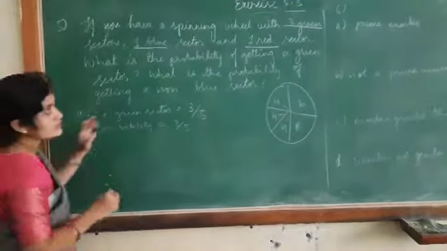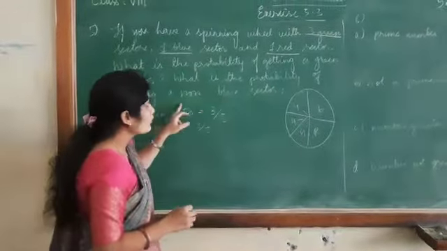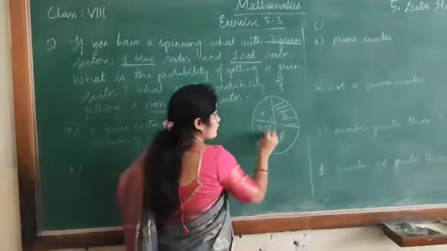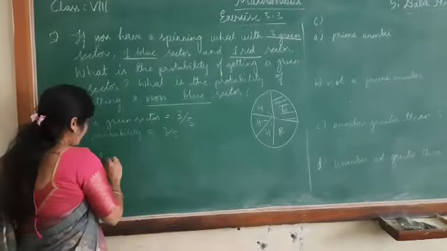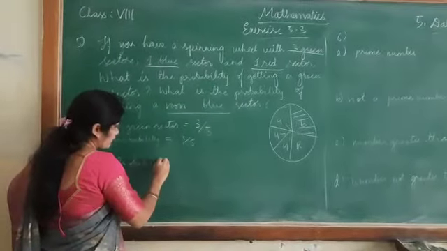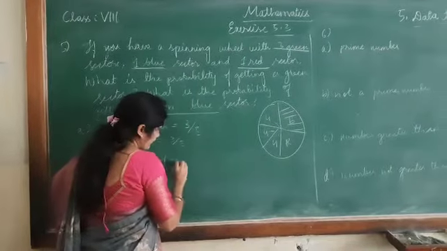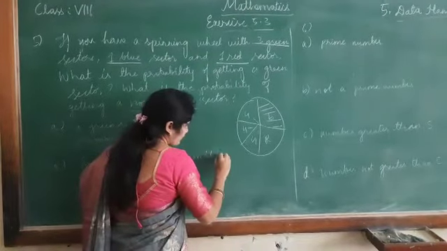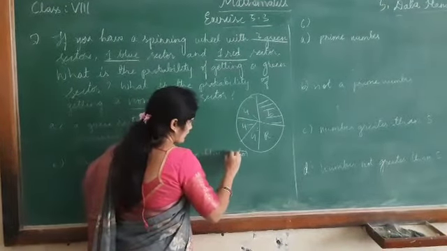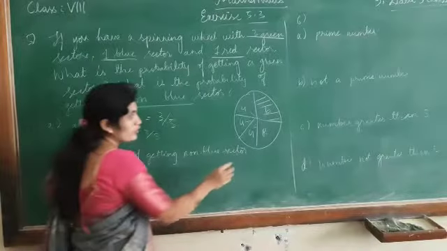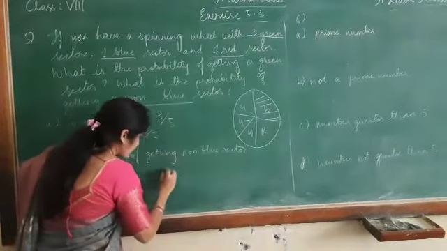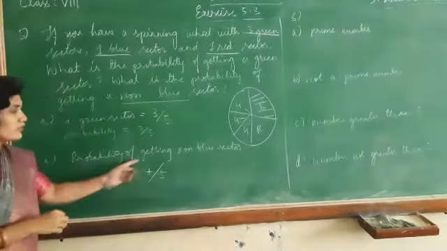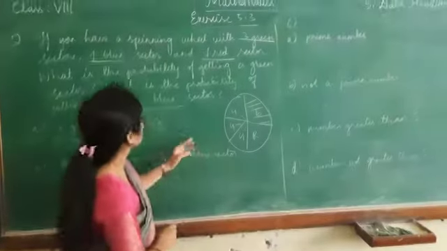And the next one is the probability of getting a non-blue sector. If you remove 1 blue, non-blue are 1, 2, 3, 4. So the probability of getting a non-blue sector is equal to: total number of parts of this wheel are 5 and non-blue are 4. So 4 by 5 is the probability of getting a non-blue sector when you spin the wheel.